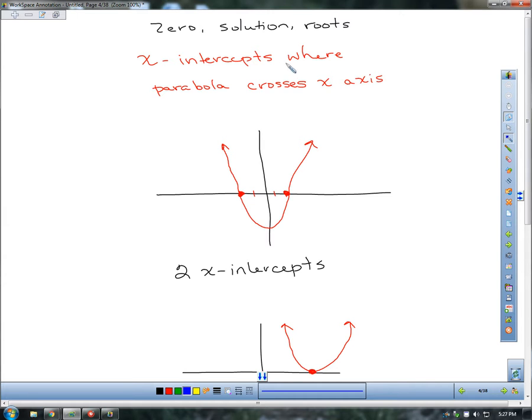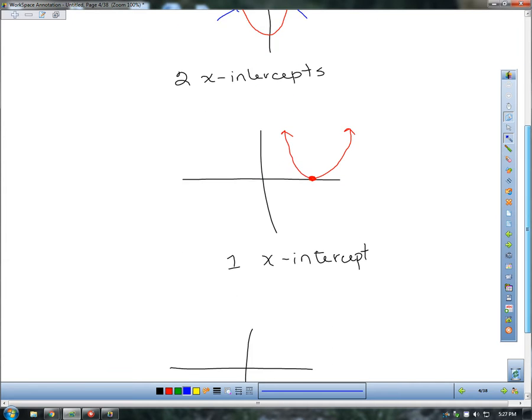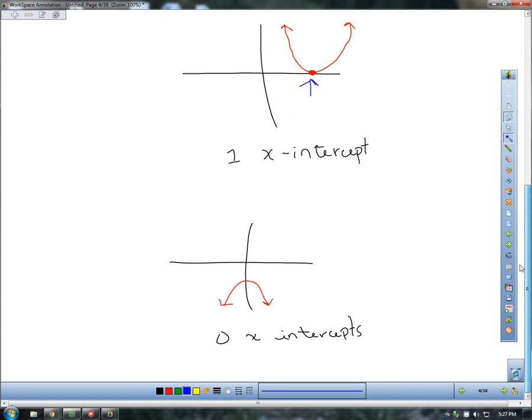So a zero, or a solution, or a root. An x-intercept. An x-intercept is where the parabola crosses the x-axis. So, you can have two x-intercepts, one x-intercept, well, maybe, or zero x-intercepts. This one does not cross at all.